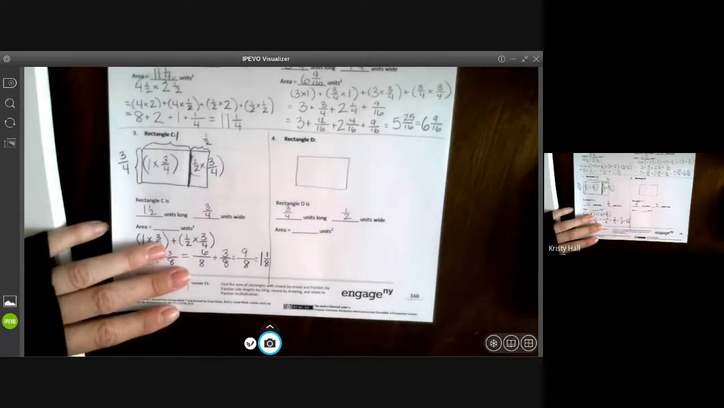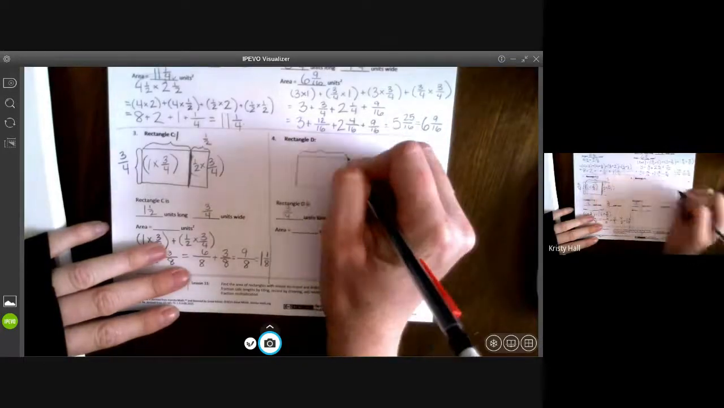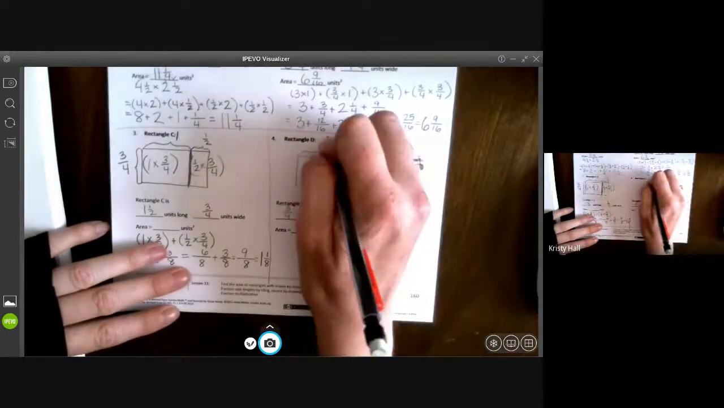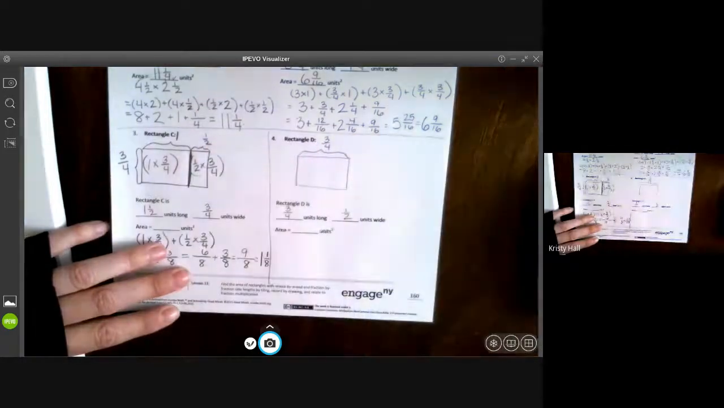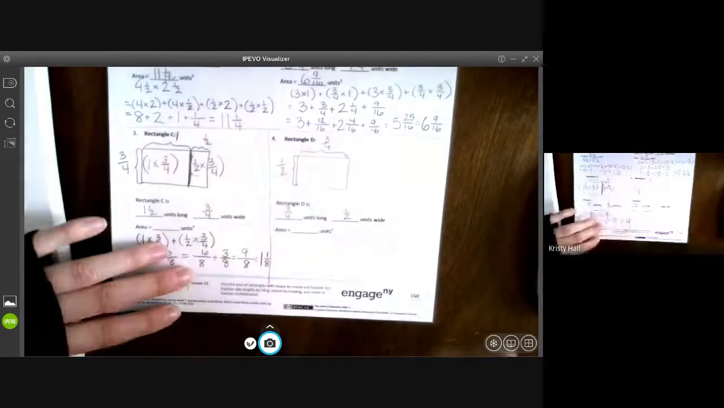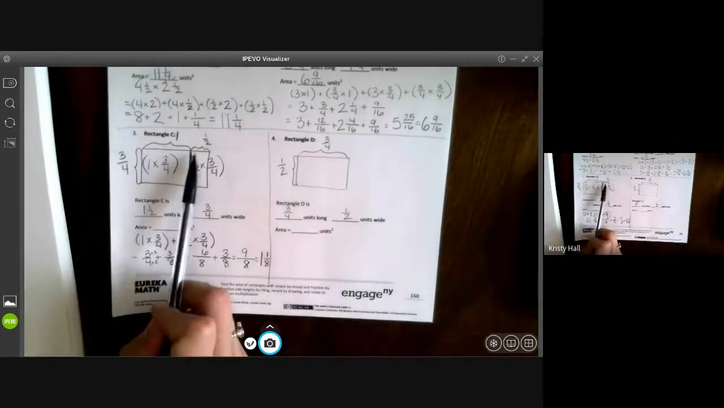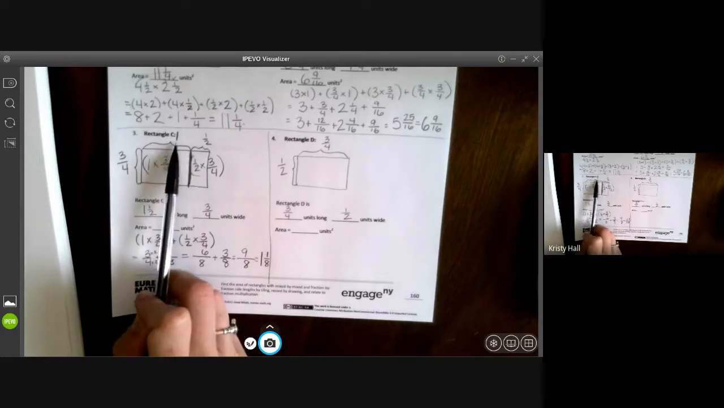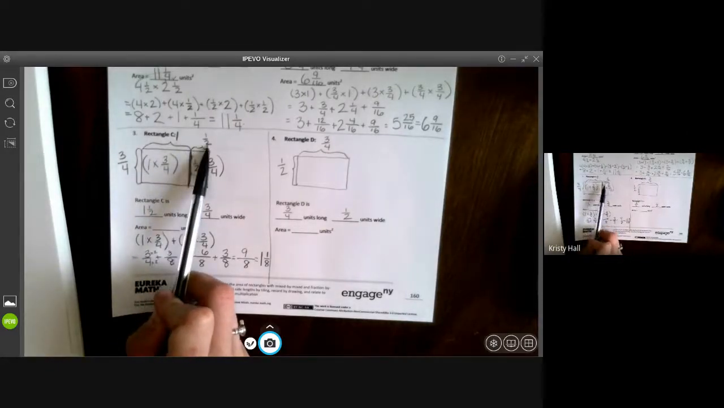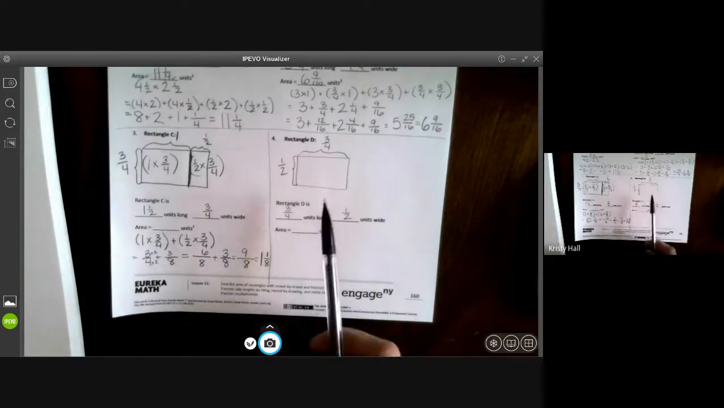So since I don't have any whole numbers to separate from a fraction, here I just have to label each side. It's 3/4 unit long, and it's 1/2 unit wide. I don't have to separate anything. Here, I had to separate because I had a whole number and a fraction, so I had to split them up. But here, there are no whole numbers, so we just label the sides with the fractions.